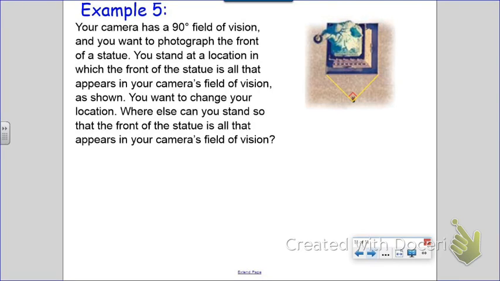You have a 90-degree angle. You want to photograph the front. You stand at a location in which the front is all that appears. You want to change your location. Where else can you stand? So the front is all that appears in your camera field of vision.